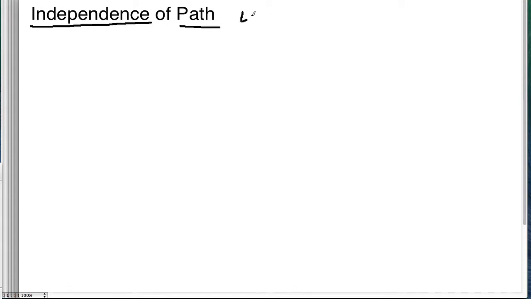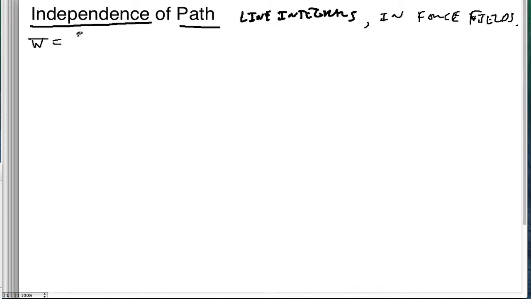Welcome. Today we're going to be talking about independence of path. This is about line integration. Line integrals, the type we're talking about, are in force fields. What we're talking about again is computing the work over some path, which we'll call C, of the vector field F dot dr.